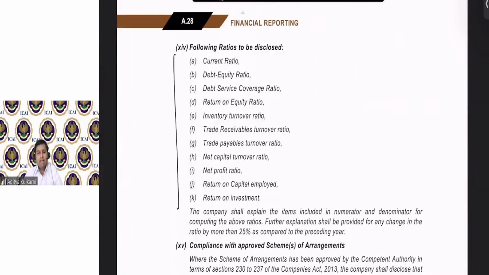Additionally, you now have a requirement of ratios: current ratio, debt equity, debt service coverage, return on equity, inventory turnover, trade receivables, trade payables turnover, net capital turnover, net profit, return on capital employed, and return on investment. You shall explain what is in the numerator, what is in the denominator, and if the change is more than 25% as compared to the preceding year, you will have to give explanations for the same.